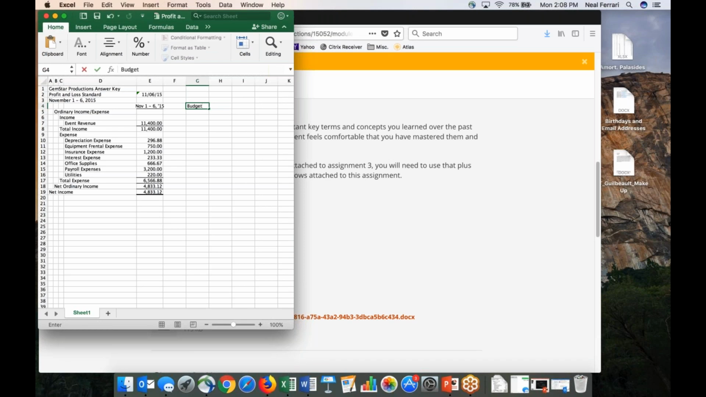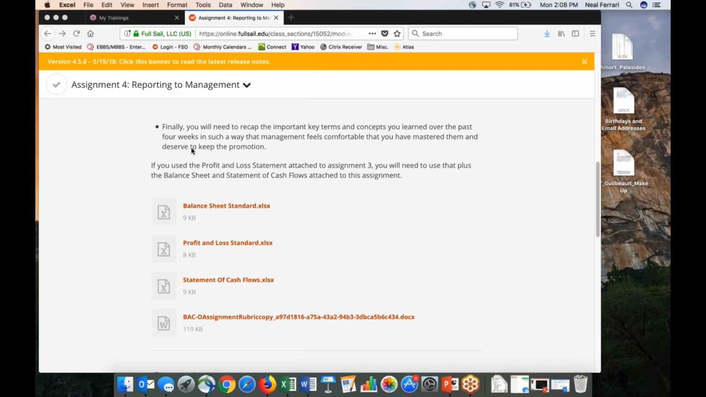by typing in budget in a column and then adding numbers next to each of these over here. Okay, but if you have good numbers from assignment 2, I would use QuickBooks and don't even worry about using these attachments. Finally, you have your rubric on the bottom.